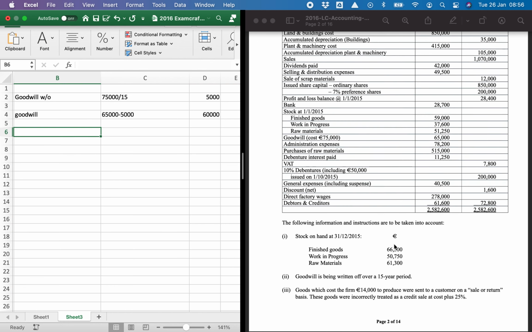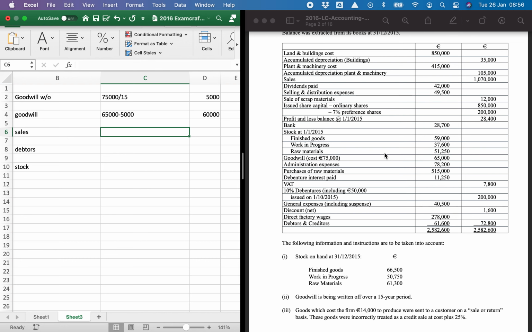Goods which cost the firm 14,000 to produce were sent to a customer on a sale or return basis. These goods are incorrectly treated as a credit sale at cost plus 25%. So we know that credit sales shouldn't take place if they're sale or return. So sales and debtors have to decrease, and that stock has to increase. Sales starts off at 1070, and we're going to take away from that the selling price.